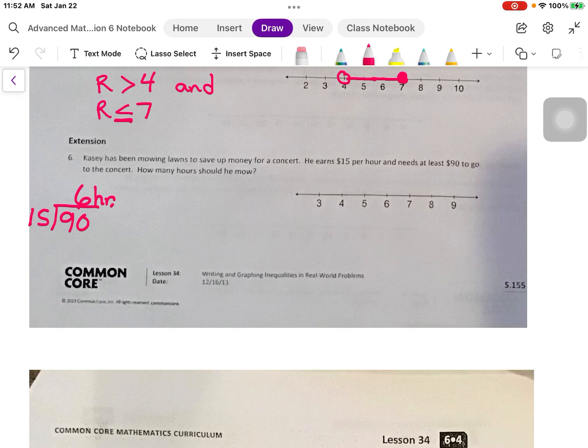Now let's look at where the inequality comes in. He needs at least 90. Okay? He needs at least 90. So that means 6 hours. Casey, 6 hours. He has to work at least 6. He could work more, which could be greater than, but he has to work 6 hours. So we write it like this. Casey has to work more than or equal to 6 hours. We go to our 6. We fill in the circle because it can equal that. And it has to be greater than. So we're going to the right.